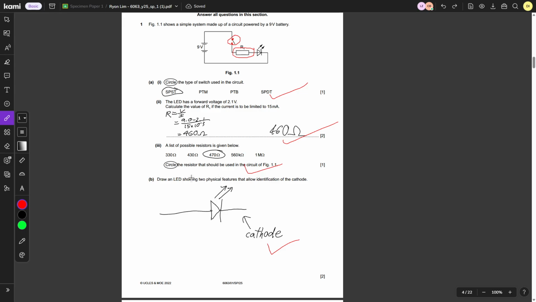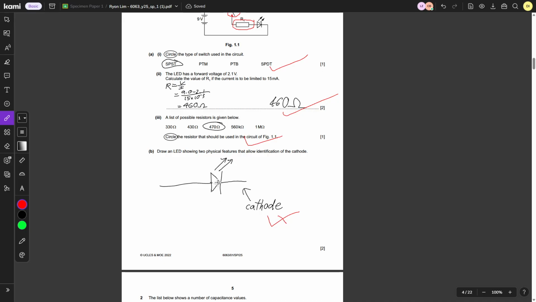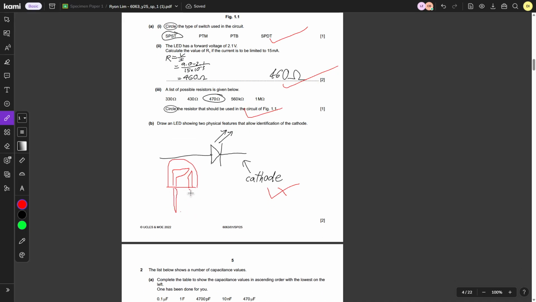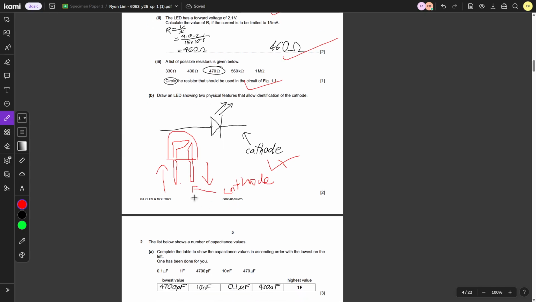Then draw an LED showing two physical features that allow the identification of the cathode. Oh wait, no, this is wrong. Because what this question is asking for, I think, is to draw the actual LED and then draw this. In this case, current actually flows this way, and then this is the cathode. Damn. So, yeah. Okay, that's a cathode.